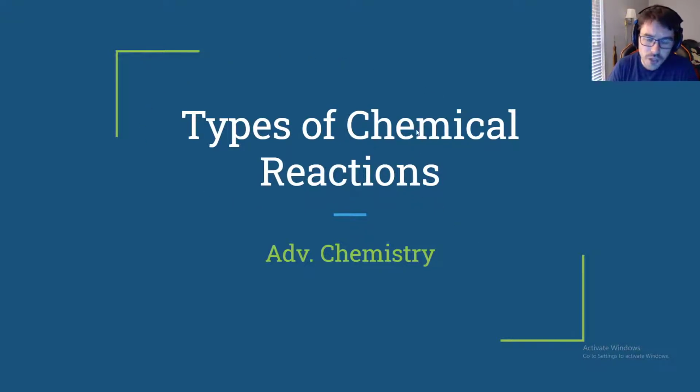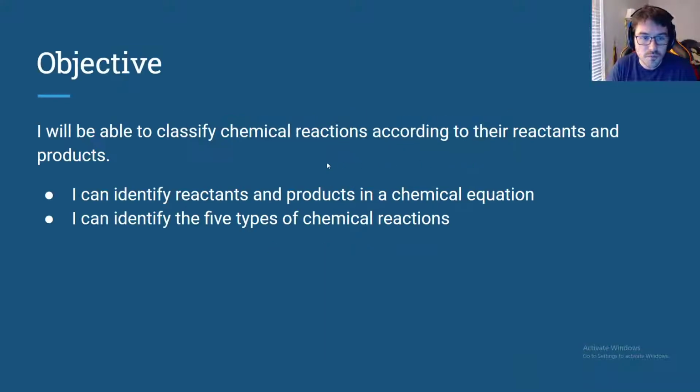So, Unit 4 is all about chemical reactions. Today we're going to introduce this topic by talking about the different types of chemical reactions. And you're also going to get a little bit of basic info about chemical reactions in general. So the objective for today is for you to be able to classify chemical reactions into one of these 5 types according to their reactants and their products. You're going to be able to identify reactants and products in a chemical equation, and like I said, you're going to be able to identify the 5 different types of chemical reactions that we're going to discuss.